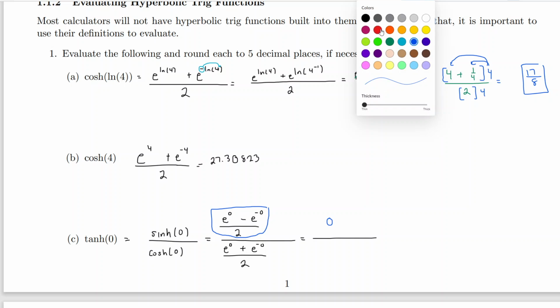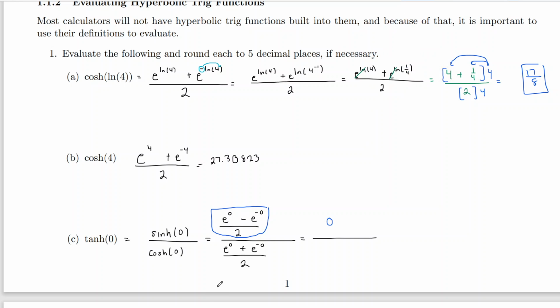And on the bottom, what do we have? Well, it doesn't simplify quite like this, but it still simplifies a bit. e to the 0 is 1. e to the 0 again is another one. So 1 plus 1 is 2, divided by 2 is 1. And we have 0 on top, not 0 on the bottom, which means this is 0. So hyperbolic tangent of 0 is 0.